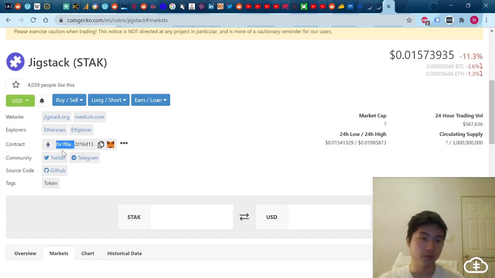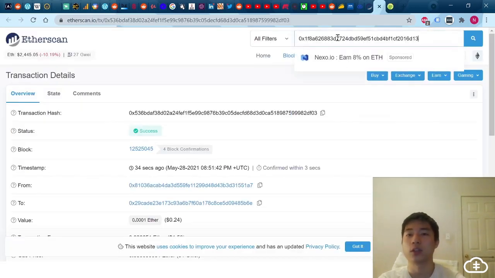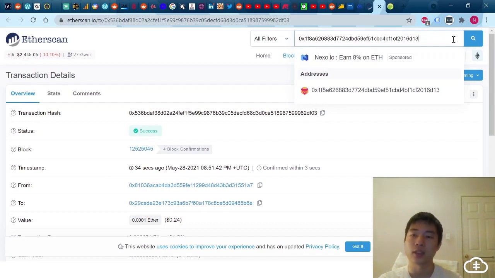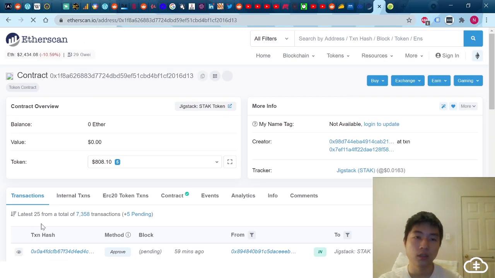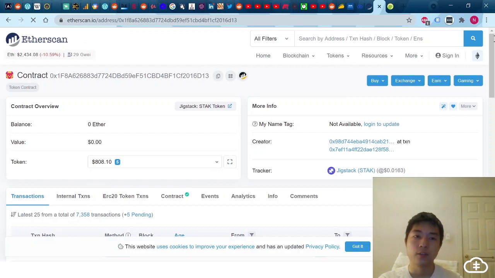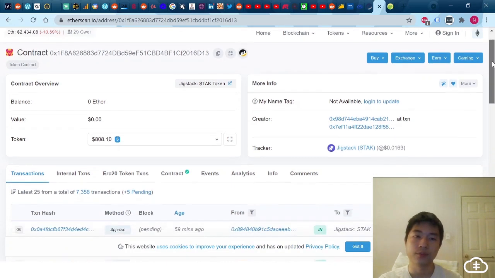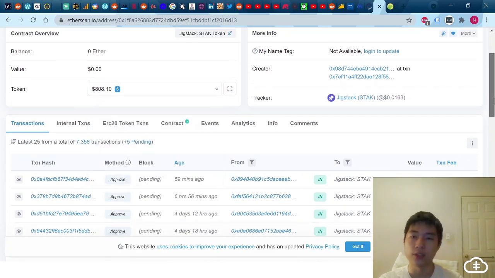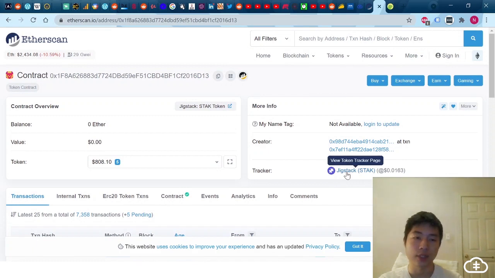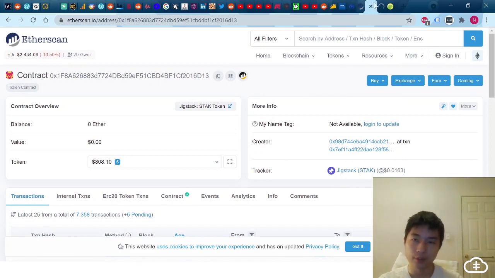So what you can do with these tokens is you can go ahead and check it out. Let's copy and paste this into Etherscan. So I copy and paste the label of this token. And you can see actually right here, I'm going to ignore the rest of these. And this JigStack right here, I think this should be the same.